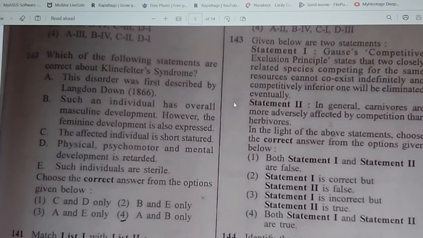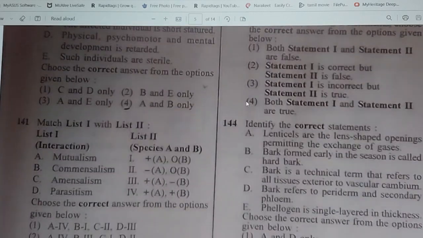143. Statement 1, Gause's competitive exclusion principle states that two closely related species competing for the same resource cannot coexist indefinitely and the competitively inferior one will be eliminated eventually. Statement 2, in general carnivores are more adversely affected by competition than herbivores. So the answer is option B. So statement 1 is correct, statement 2 is false. Herbivores are more adversely affected than carnivores.